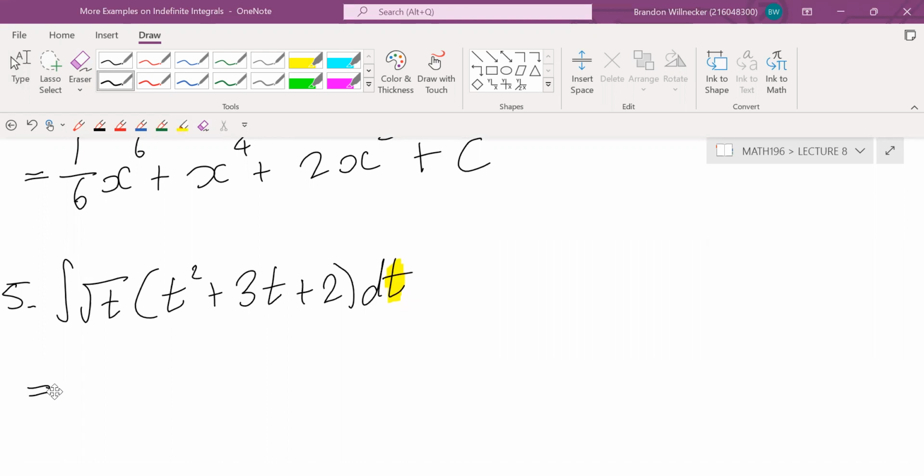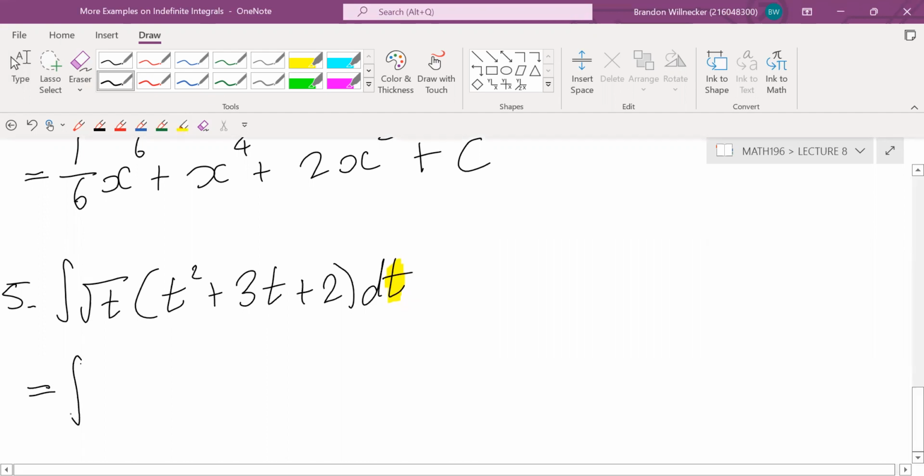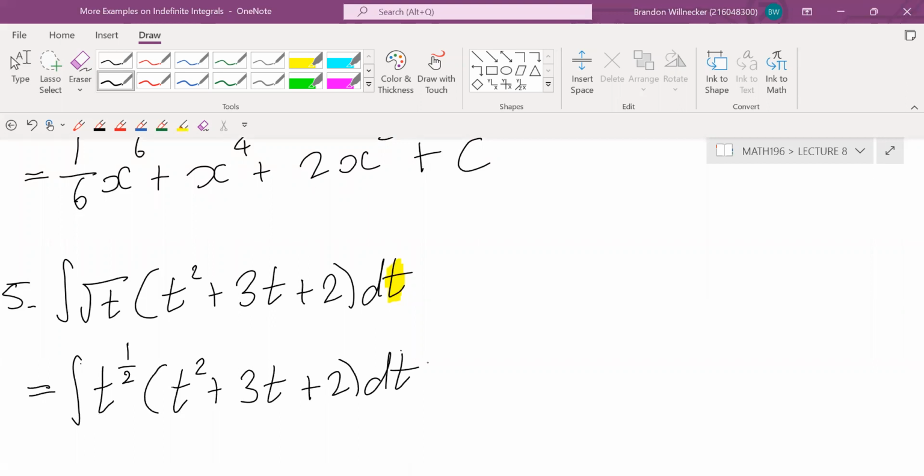But before we do that, the square root of t, we need to write it with an exponent. So we can write this as t to the 1/2. That works a bit better when we're multiplying this out. And then, of course, when we have to use the power rule, we need exponents.